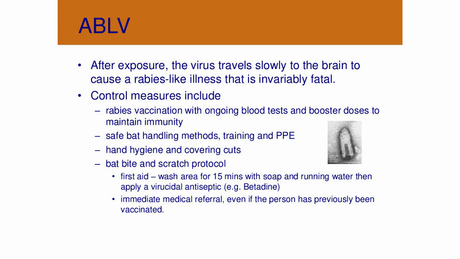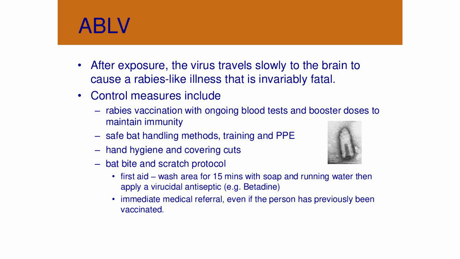So ABLV is an example of a low likelihood but high consequence disease because it has this very, very high fatality rate. And as you can see from this image of the virus, it doesn't have a bullet shape for nothing. It's the ultimate hold no prisoners virus.